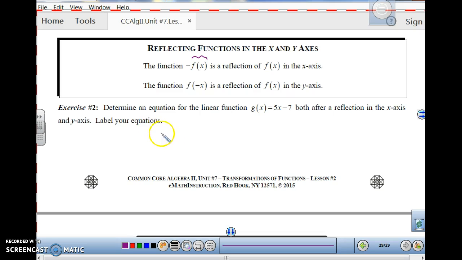What if we did a linear equation? Determine an equation for the linear function g of x equals 5x minus 7, both after reflection on the x-axis and y-axis, and label your equation. Okay, so let's do a reflection on the x-axis first.